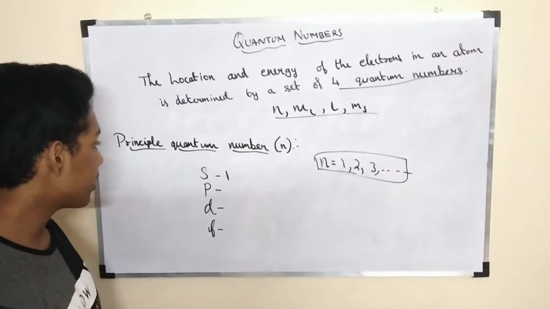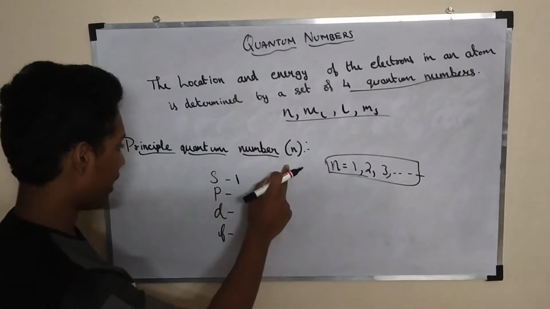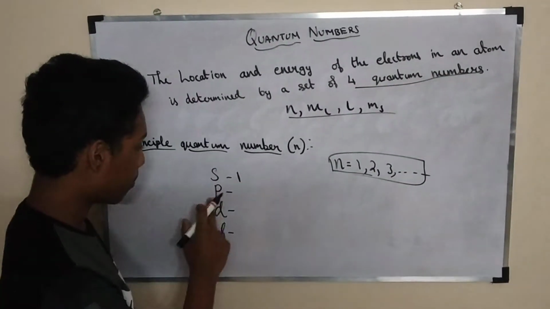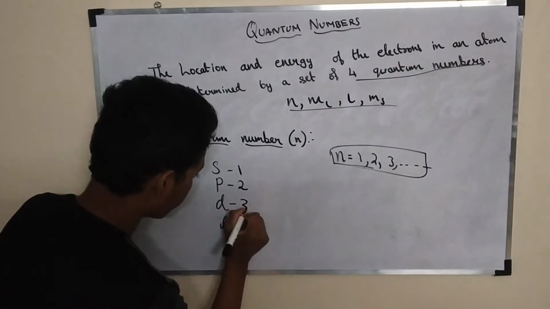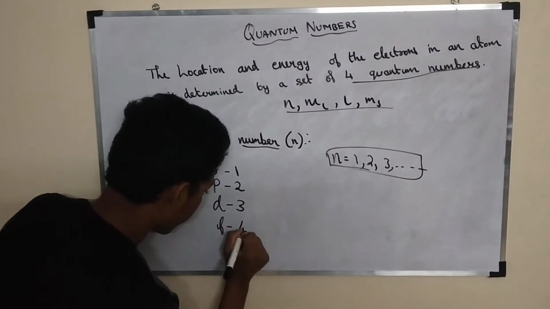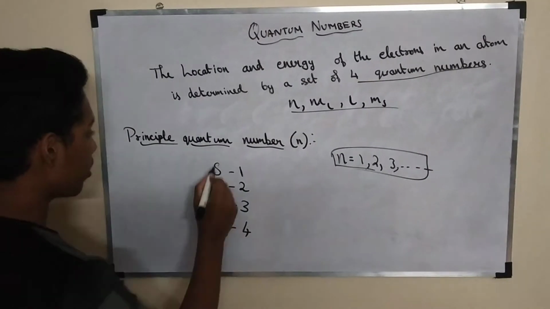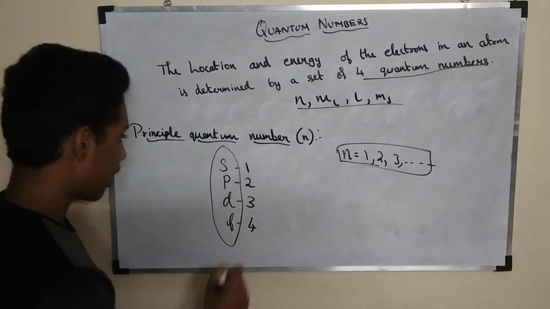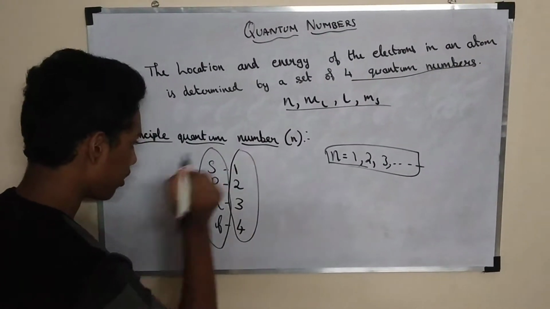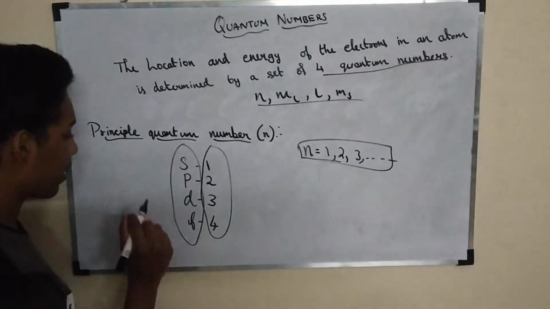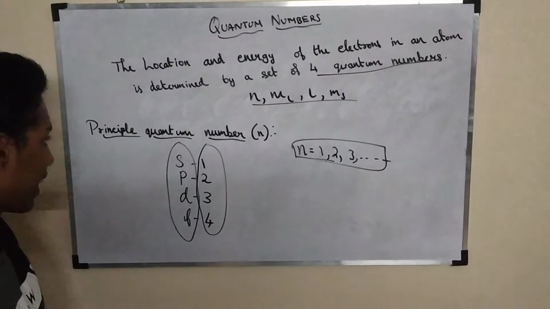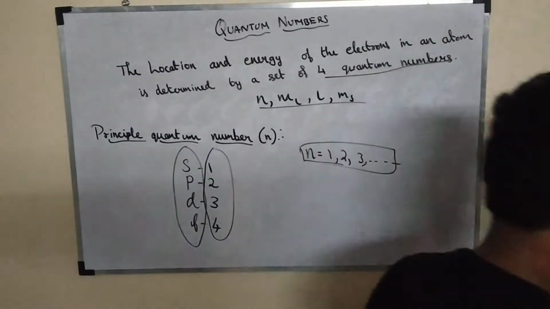So now remember this, guys. s will have n value of 1. p orbital will have n value of 2. d orbital will have n value of 3. f orbital will have 4. So remember this in order: s, p, d, f, and you should remember 1, 2, 3, 4, and then just relate it. s as 1, p as 2, d as 3, f as 4. This is what you need to remember exactly. Now let's move on to the next one.